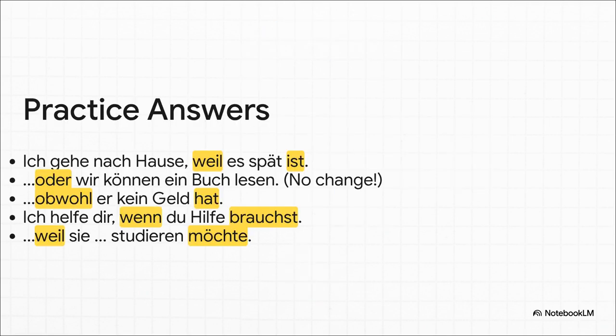And here are the answers. Check your work. For number 1, weil kicks ist to the end. For number 3, obwohl kicks hat to the end. But look at number 2. We used oder from the easy gang, so the word order wir können is totally normal. It all comes down to knowing which gang your word belongs to.